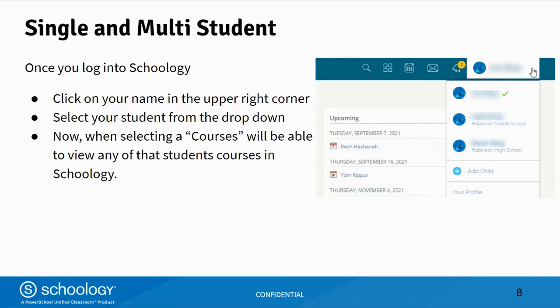Single and multi-students. So again, when you sign into your Schoology account, when you first sign in, up in the top right-hand corner, you're going to see your name. And what you're going to want to do is click on that, and that's going to bring a drop-down menu. And in that drop-down menu, you're going to have some options. So you can see all your students that are currently in FCPS. And if you click on a student's name, it's going to take you to their Schoology view. And from that, you can view all of your students' courses and click into each individual course.